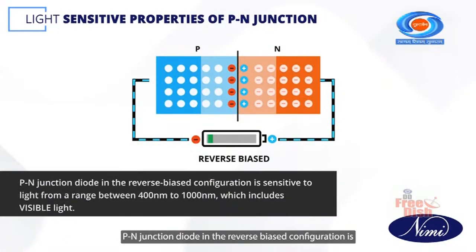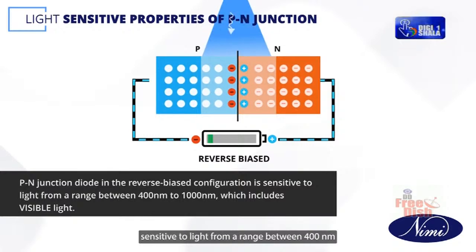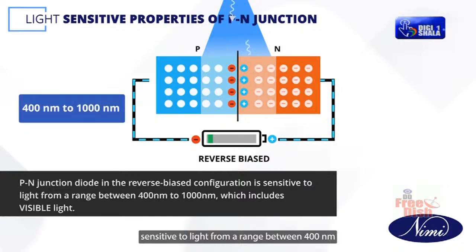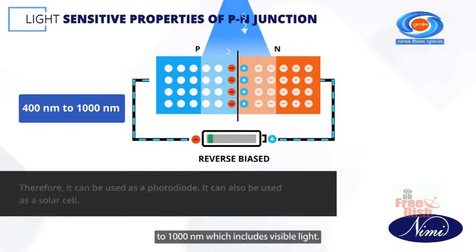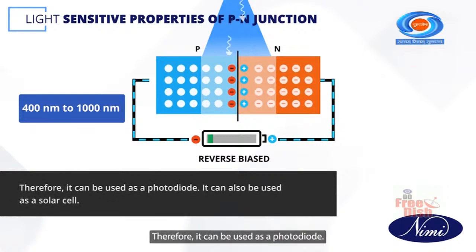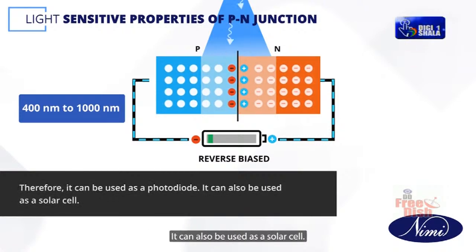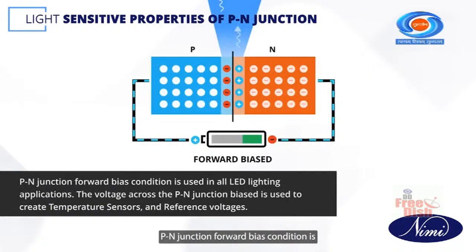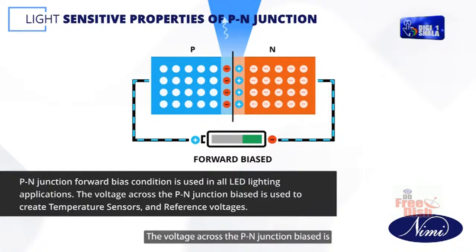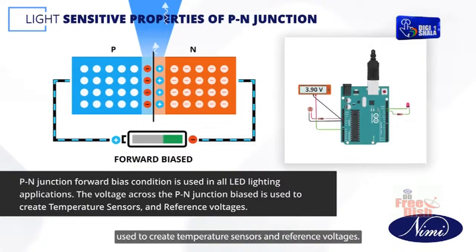PN junction diode in the reverse biased configuration is sensitive to light from a range between 400 nm to 1000 nm, which includes visible light. Therefore, it can be used as a photodiode. It can also be used as a solar cell. PN junction forward bias condition is used in all LED lighting applications. The voltage across the PN junction bias is used to create temperature sensors and reference voltages.